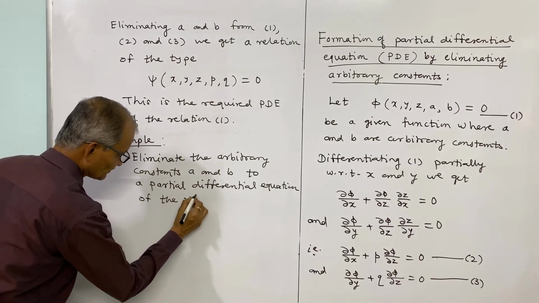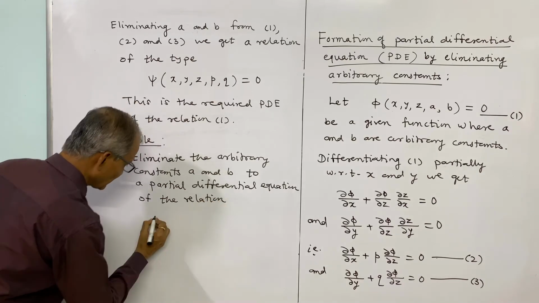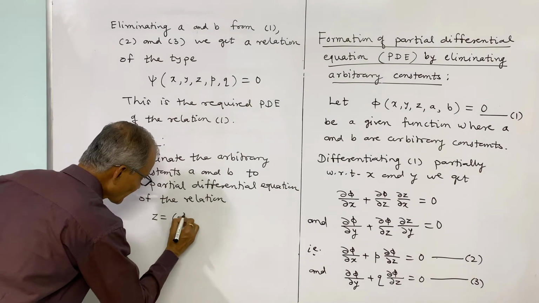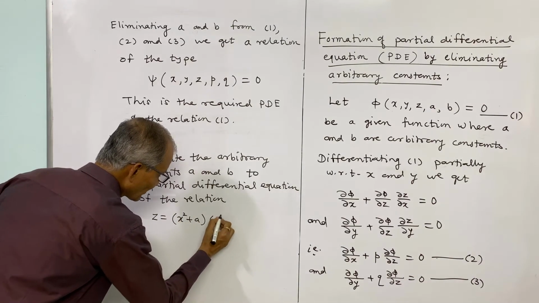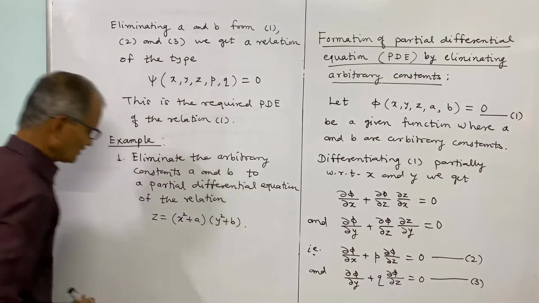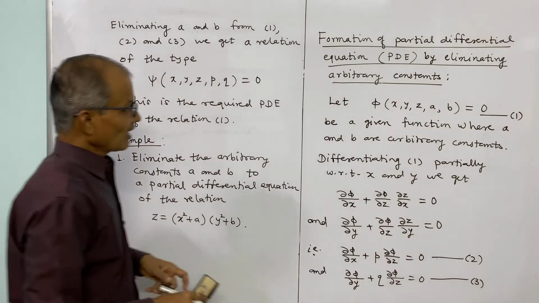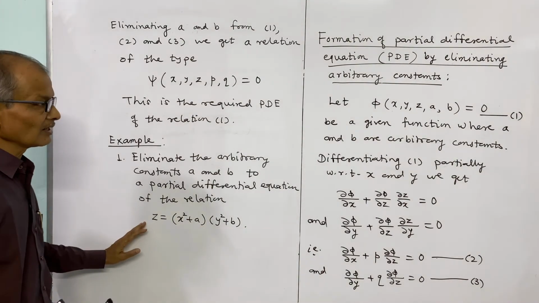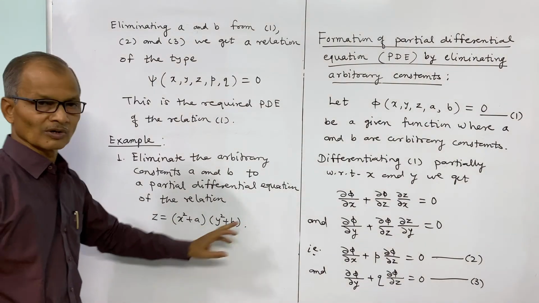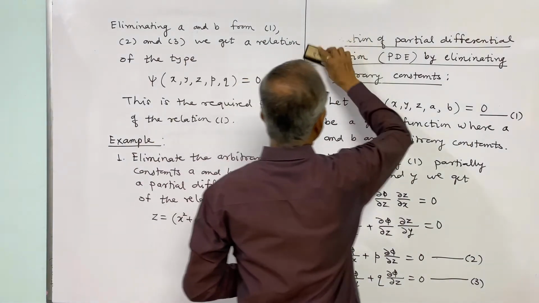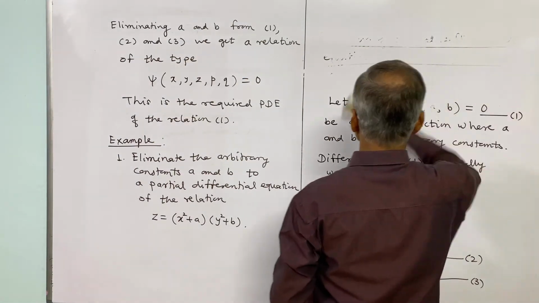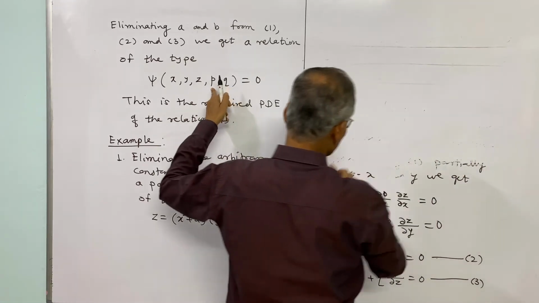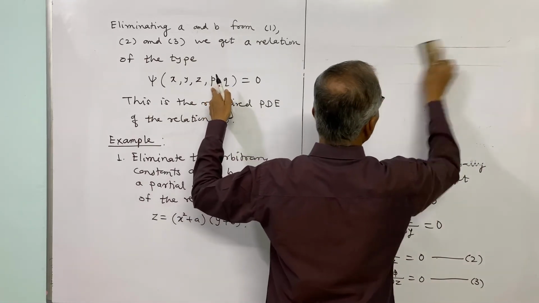the relation. Now it may be considered as z is equal to, say, x square plus a into y square plus b. This is the relation that we have. Like this, phi of x, y, z, a, b is 0. This may be shifted on the left side, and z minus this is equal to 0. So how to eliminate the arbitrary constants a and b and obtain the relation of this type, which involves x, y, z and p and q, that we will see.